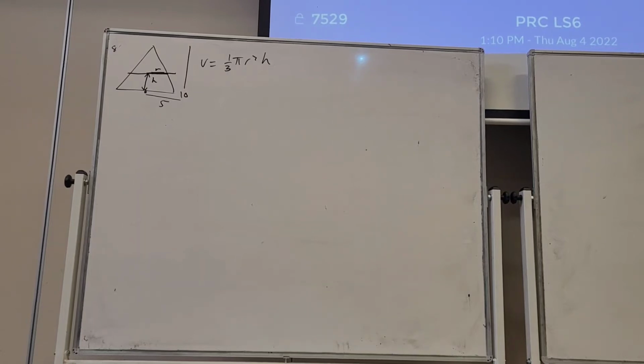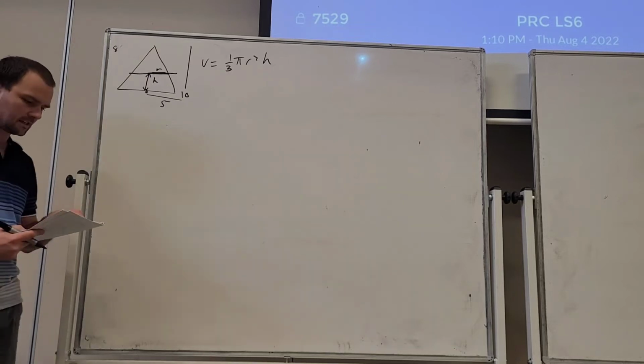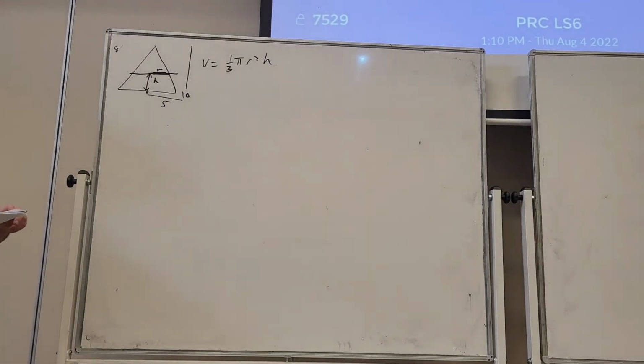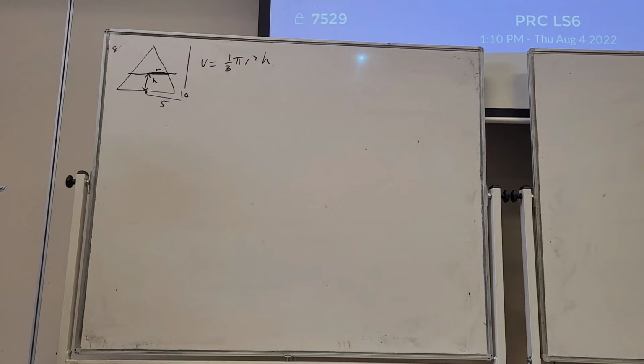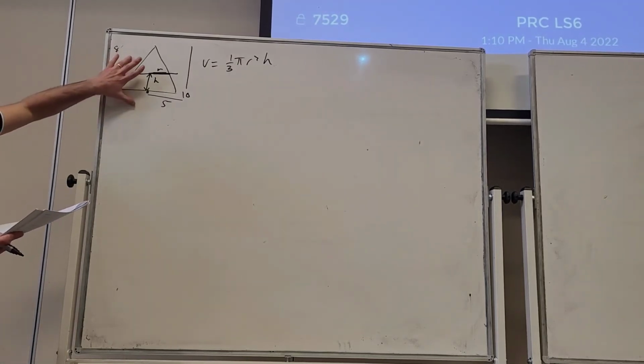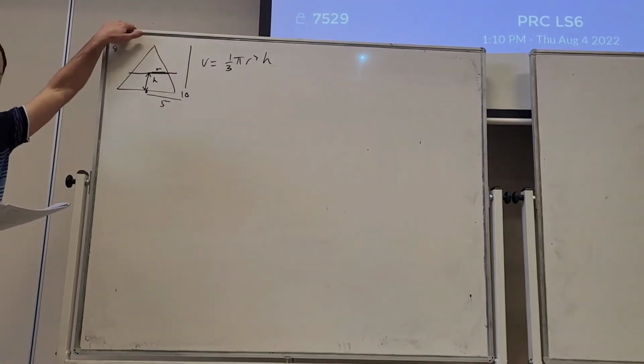Okay, part A. Suppose the height is h. Show that the radius r of exposed water surface is given by r equals 10 take h on 2. So one thing this question doesn't say is, we're going to assume, for the purposes of this argument, that the volume is appropriately modelled by a cone.